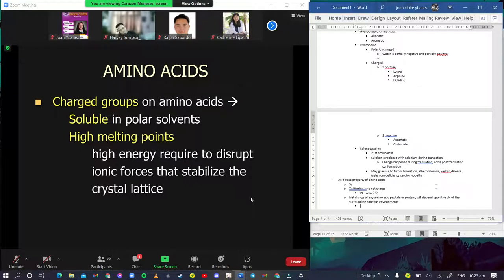Because of the charged groups on the amino acid, it is soluble in polar solvents. And it has a high melting point because you need high energy to disrupt the ionic forces, meaning the positive and the negative charges that stabilize the crystal lattice. That will happen in amino acid mixtures.